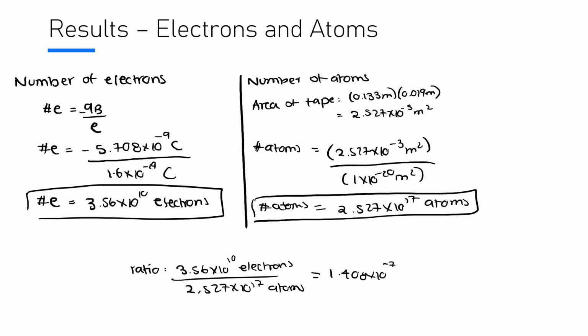Other relevant results for this experiment were the number of electrons and the number of atoms. For the number of electrons, we took the charge calculated before and divided it by the charge of a single electron. The number of atoms was a little bit more complicated. We assumed that tape B had a thickness of one length-scale atom, and then we divided the area of the tape by the area of one length-scale atom. Below, you can see the ratio between the two.